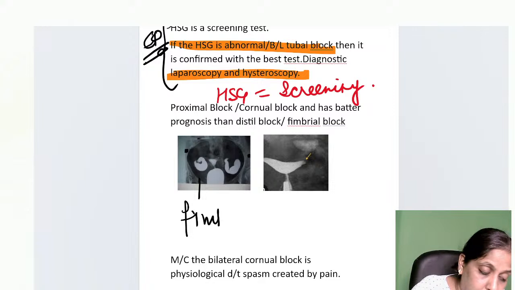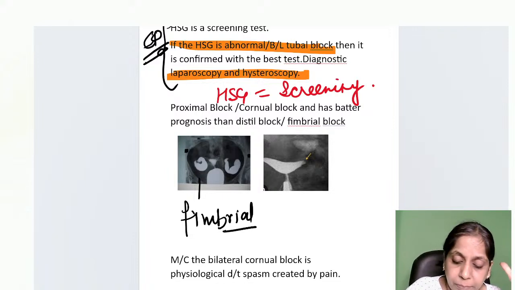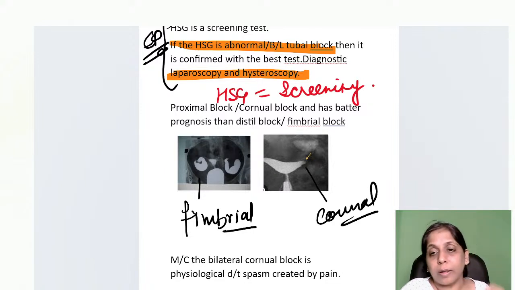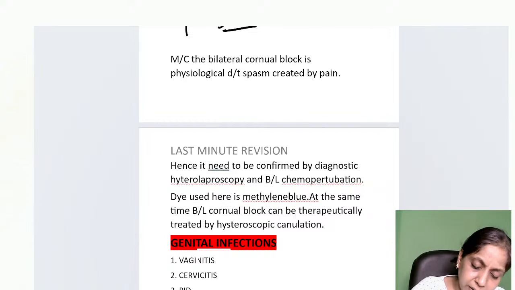This is a picture of fimbrial block, in which the fimbriae are seen. This is a picture in which no fallopian tube is seen, that is a cornual block. Cornual block is also known as proximal block, and fimbrial block is also known as distal block.